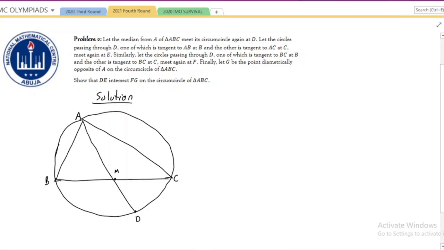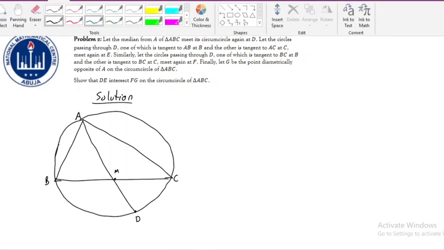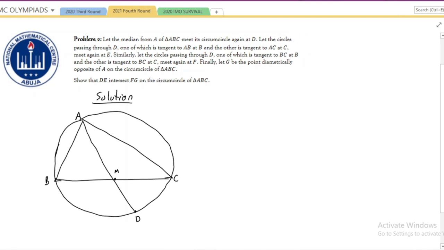So let the circles pass through D, one of which is tangent to AB at B, the other is tangent to AC at C. So I'm going to use a different color now. So tangent to AB, I'm just going to extend this a bit to make it clearer. It's passing through B and D, tangent at B. So that should look like this.